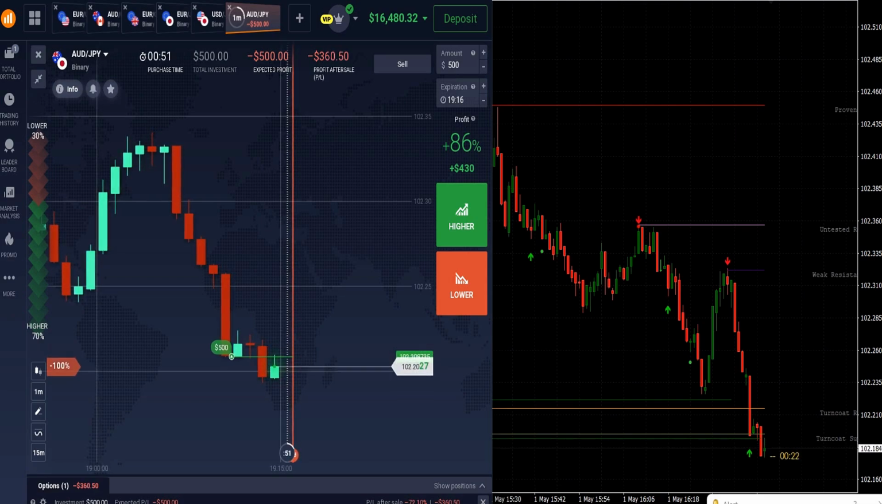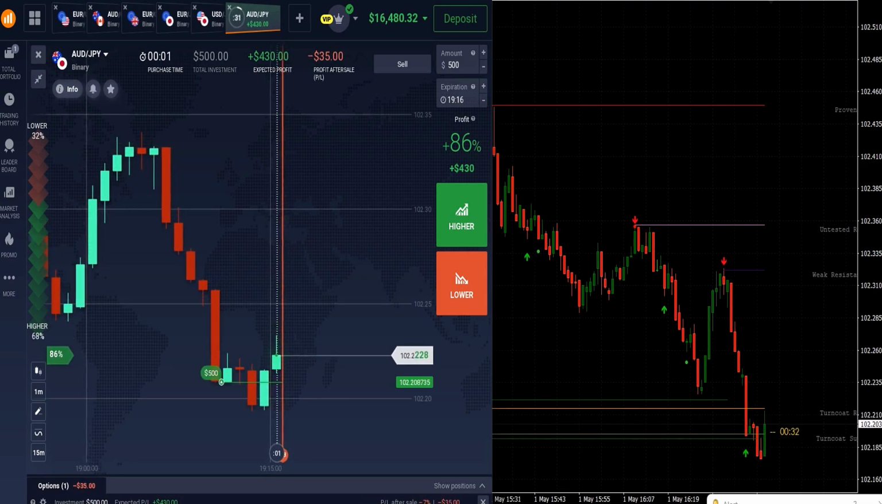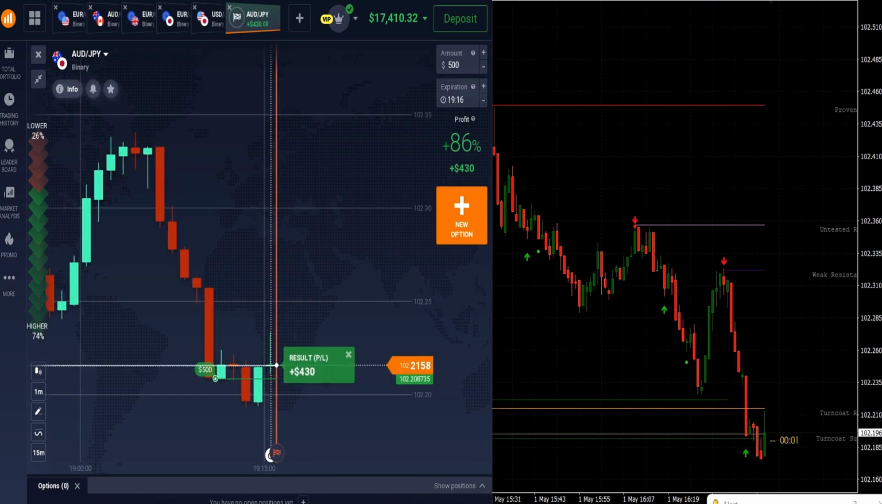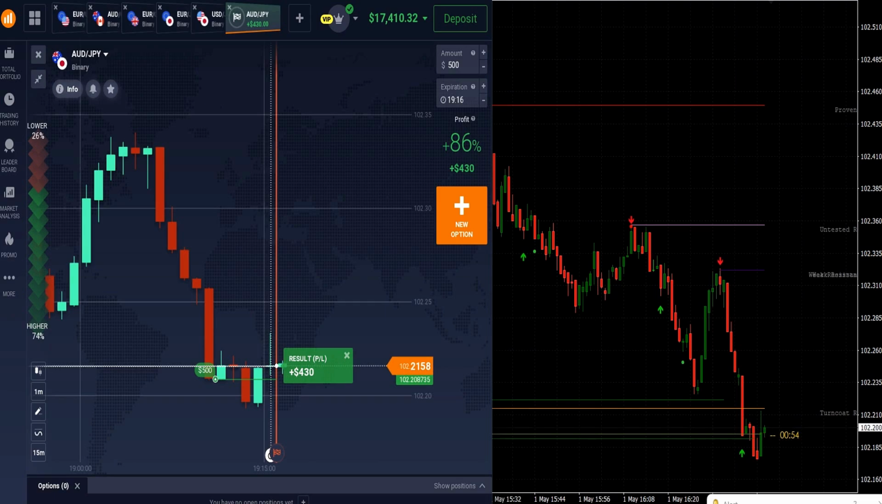Now, let's watch the trade play out. Will this setup give us a profit or a loss? Let's find out together. Great. This setup worked exactly as expected. The price bounced off the support level, and the indicator's signal was accurate. This is why following the right strategy is so important in trading.